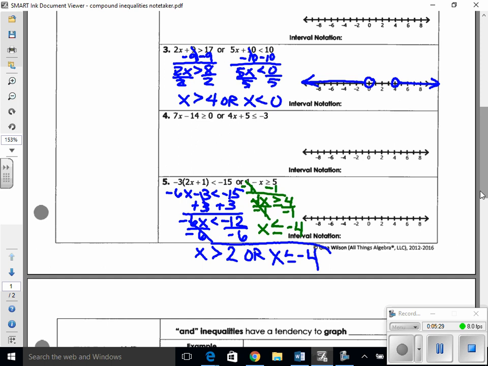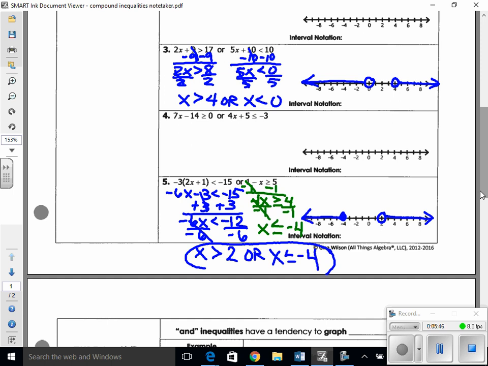So this entire thing right here is what we're going to graph. Right, so on your number line, x is greater than 2 would be an open circle on the 2 going to the right. X is less than or equal to -4 would be a closed circle on -4 shading left.